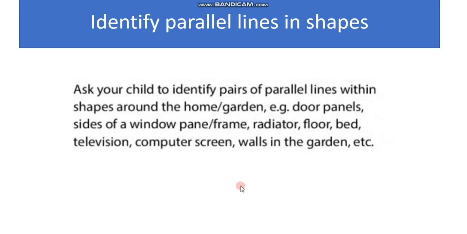So today I want you to go around the house, or if the weather is good, go outside in the garden and have a look to see if you can find some pairs of parallel lines. Now you'll find them in door panels, you'll find them in the sides of windows, you might find them on the radiator, on the floor, in your bed, the television, computer screen, walls of your garden, etc. So you'll find loads of examples of them. So see if you can find some parallel lines around your house or in your garden.